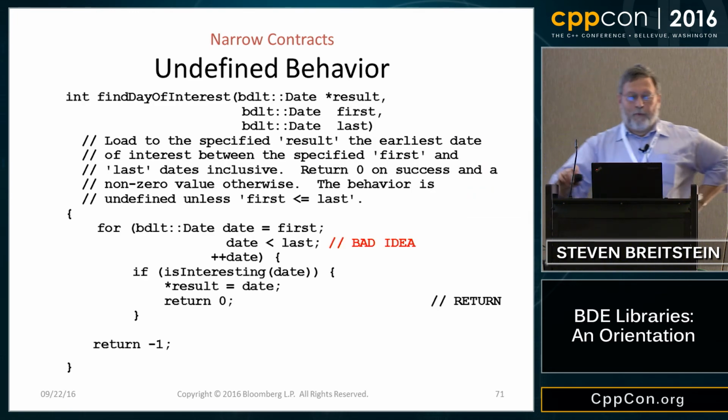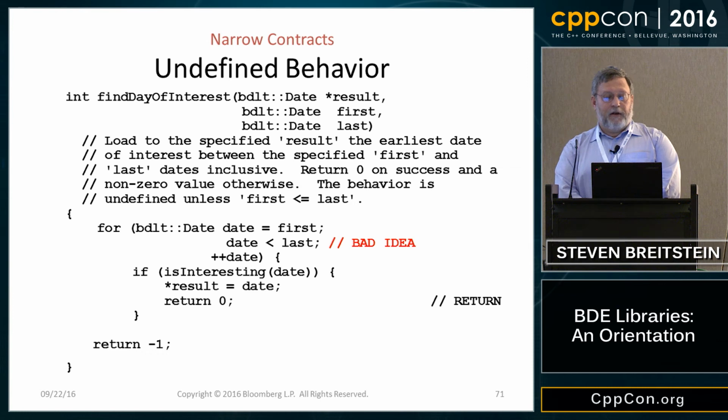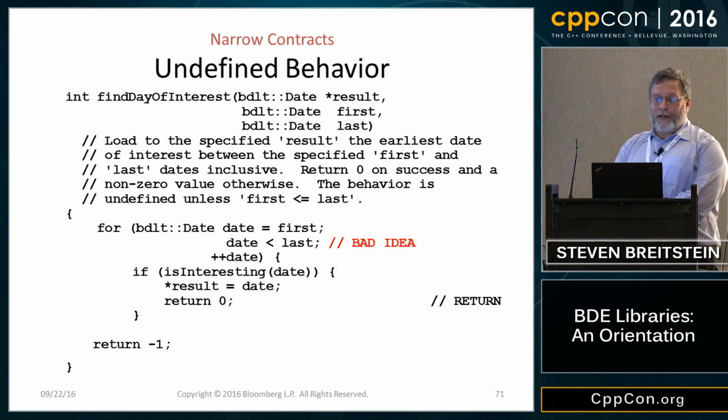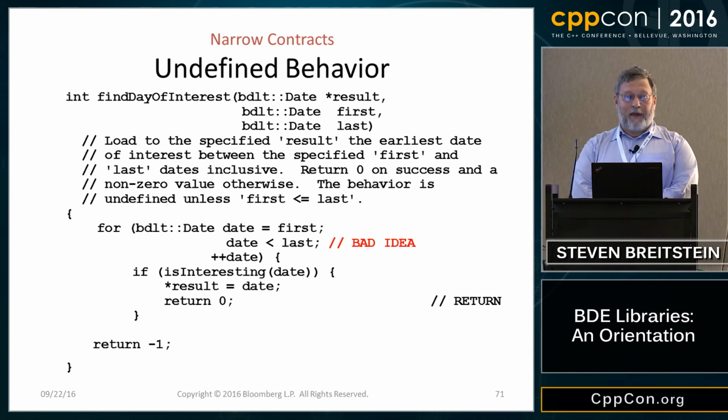A little bit more subtle. Load to the specified result the earliest date of interest between the specified first and last dates inclusive. Return 0 on a success and non-zero value otherwise. The behavior is undefined unless first is less than or equal to last. Why is the test wrong?